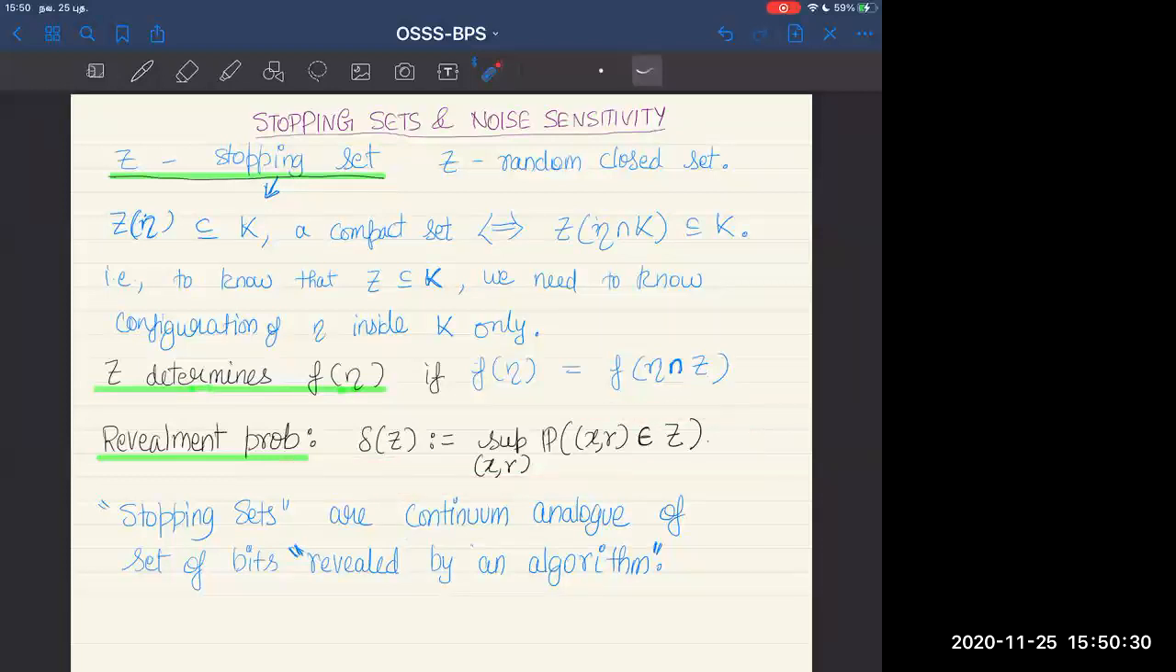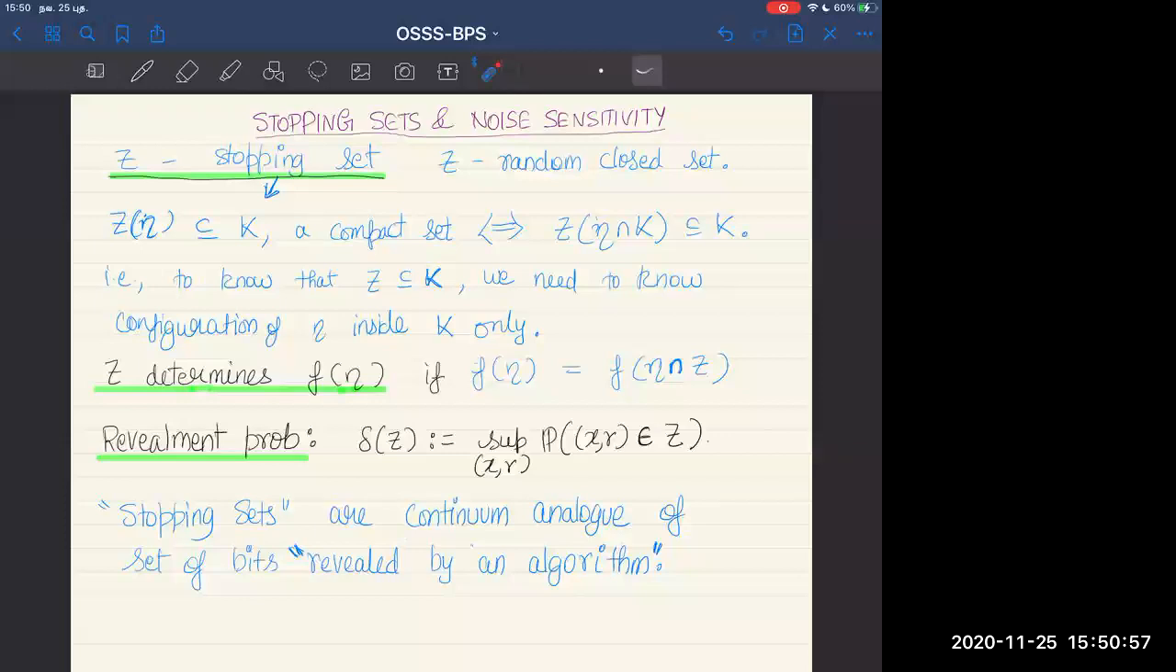One thing I forgot to mention before is that in the discrete case, instead of stopping sets, the analog is an algorithm. That is, instead of a Poisson process, you have IID 0-1 random variables. Instead of a stopping set, you have an algorithm that checks bits one by one, and the analog of a stopping set is the set of bits revealed by the algorithm.